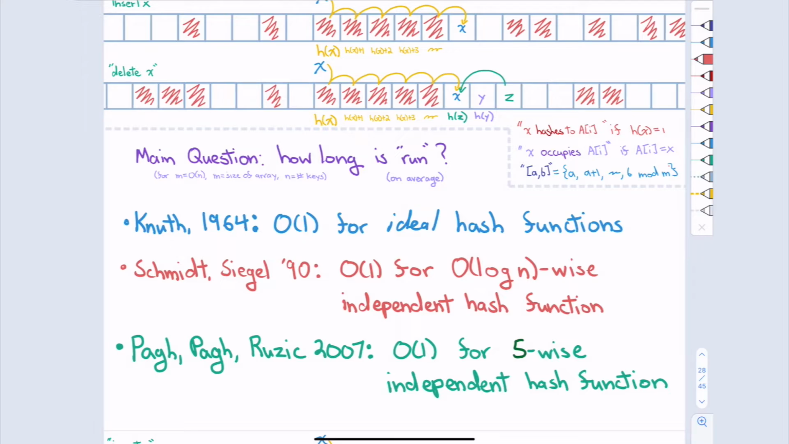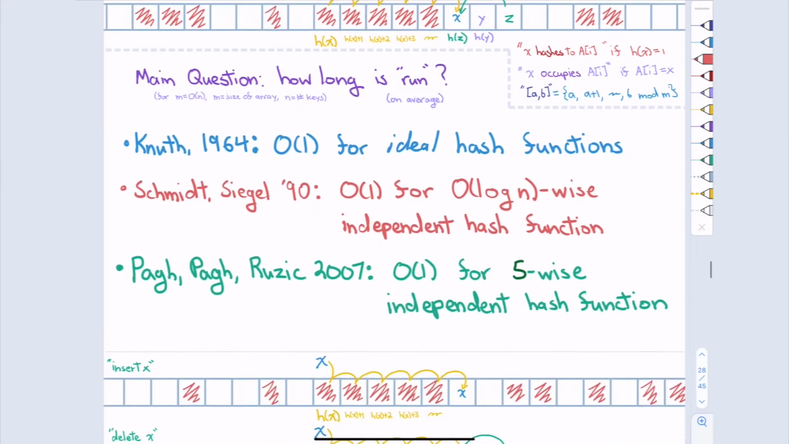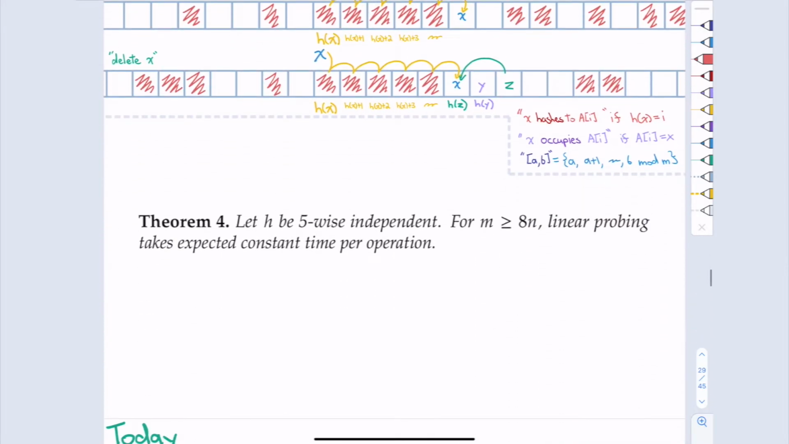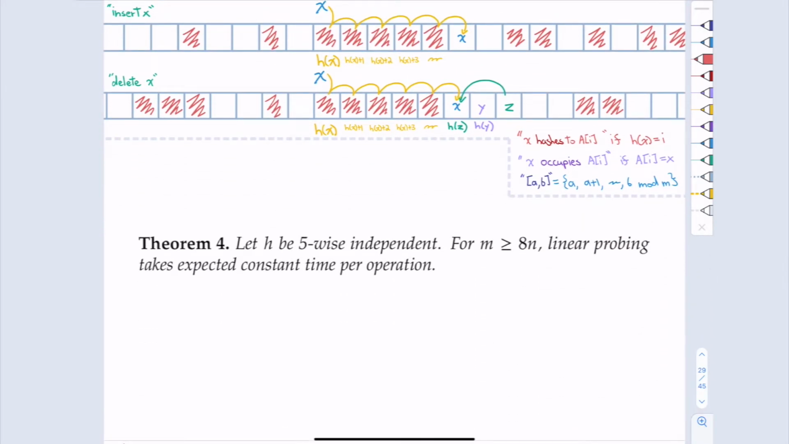All right. Any questions? No. All right, so that's then our theorem. Let H be 5-wise independent, so any 5 keys act as if independent. Then if m is, I guess I put 8 there, 8 times the number of keys, you get expected constant time per operation.